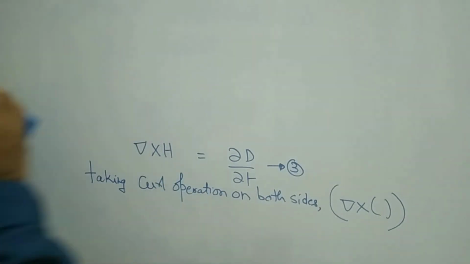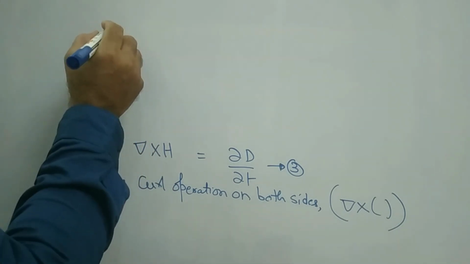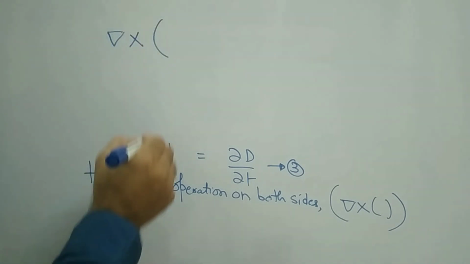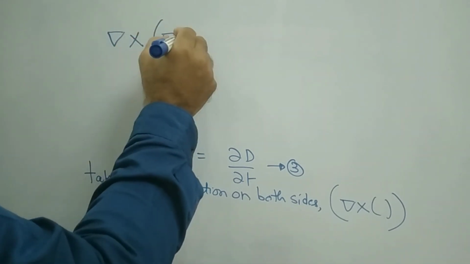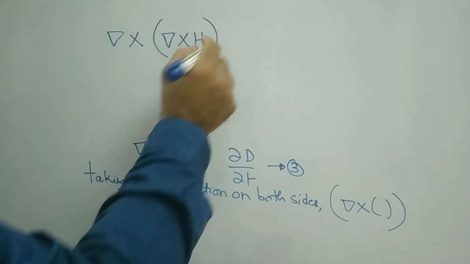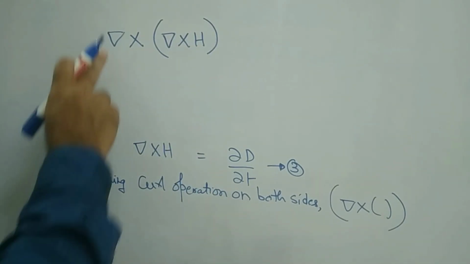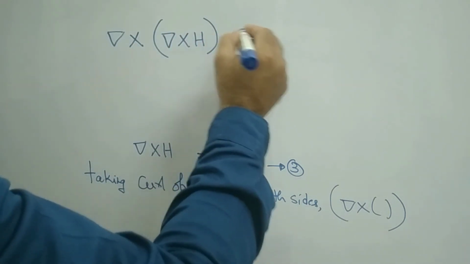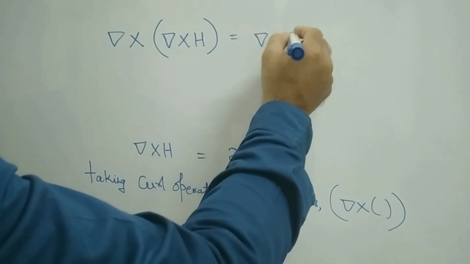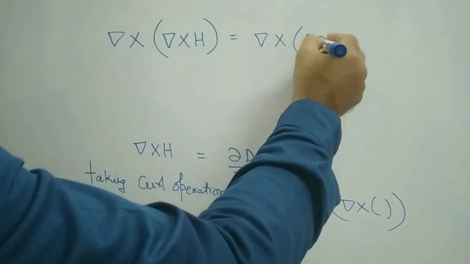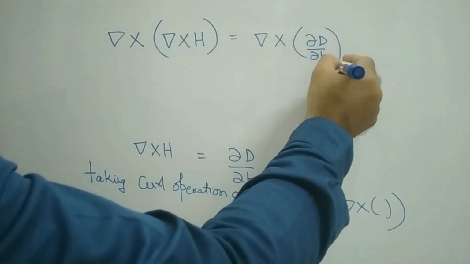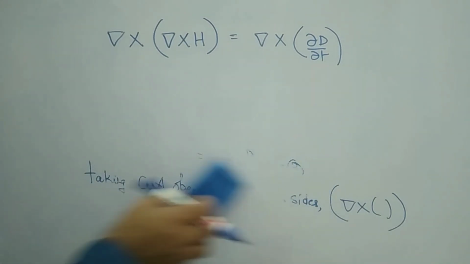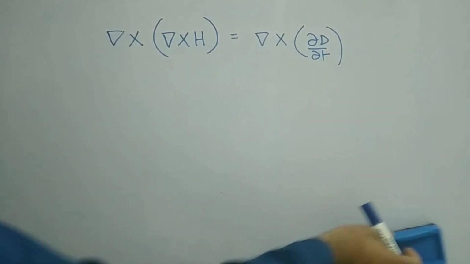For this del cross H, if you apply the del cross, I mean the curl operation, you get del cross of del cross H. Already del cross H is there, and for this we have to apply the curl operation. So del cross of H is equal to del cross of dou D by dou t. Taking the curl operation is nothing but writing del cross on both sides. Is it not?